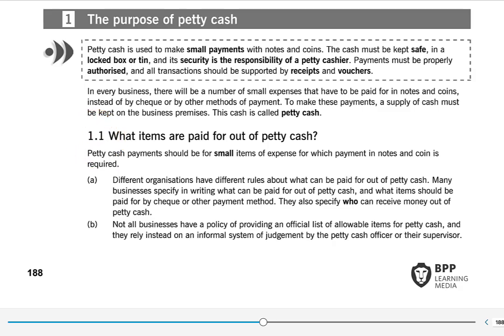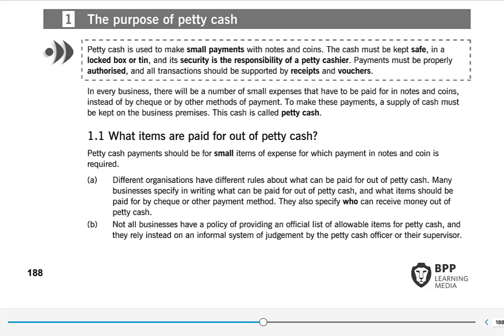All right, class. Now we go to lesson 1.1. This lesson answers a very important question. What types of things can a business pay for using petty cash? Remember, petty cash is a small amount of money kept in the business for small payments. So the items paid from petty cash must also be small items, and they must be business items, not personal items. So the items paid out of petty cash are usually small everyday expenses that happen in an office.